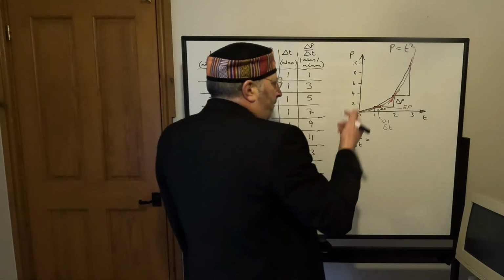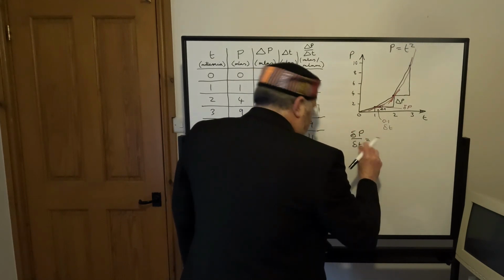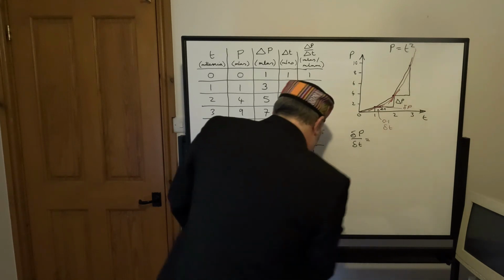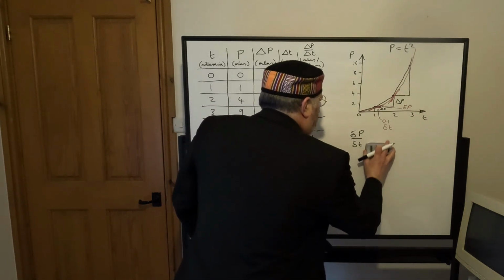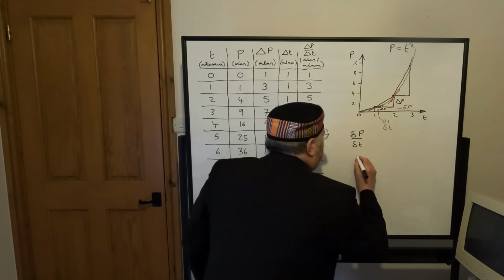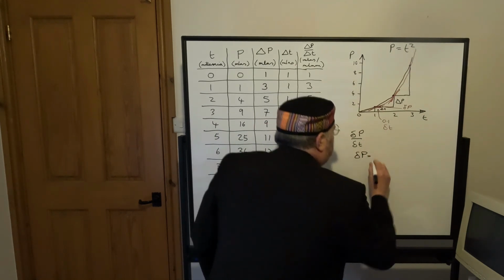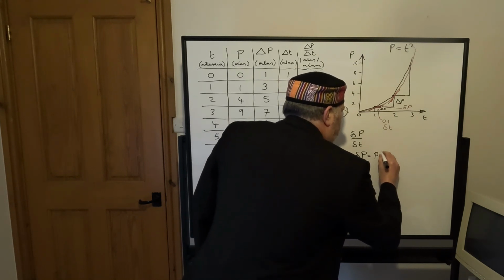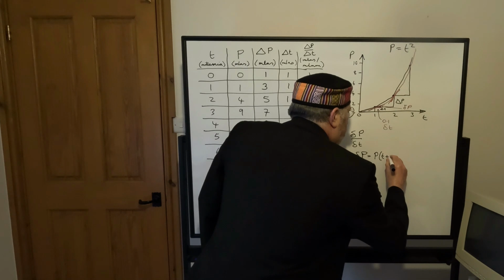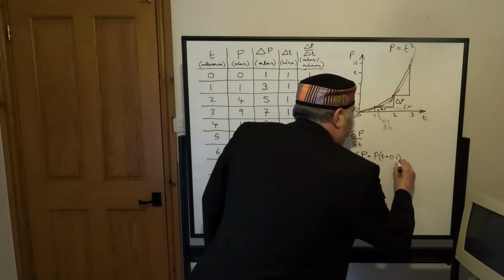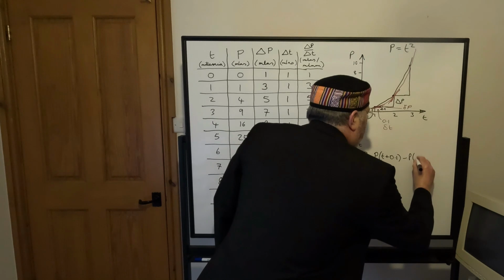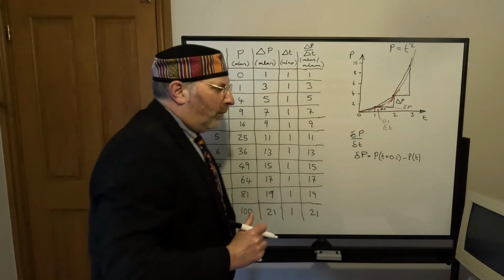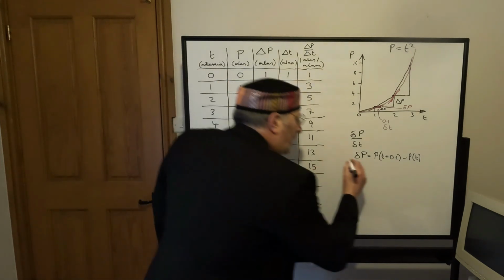So we'll take delta p to start with. In fact, we're going to work out delta p over delta t. So we'll start by finding delta p. Well, delta p is going to be the population now at time t plus 0.1 minus the population at time t. We're now just stepping forward 0.1 of a millennium.